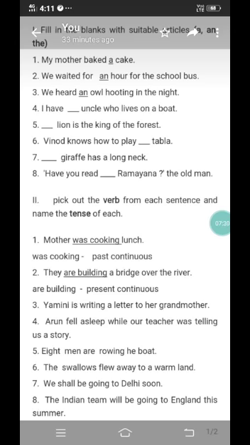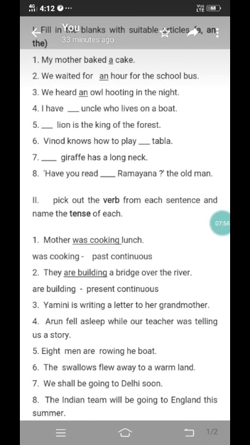Next, third one. So I have done 2 for you. The remaining you need to do, children. Yamini is writing a letter to her grandmother. In this, what is an action word? What is a verb? Is writing, right? So here you need to identify what kind of tense it is.